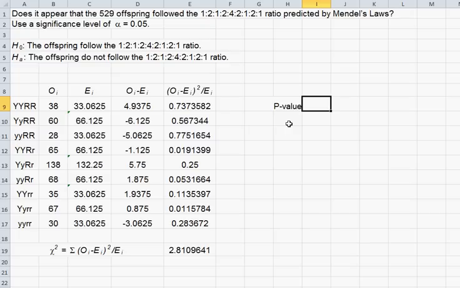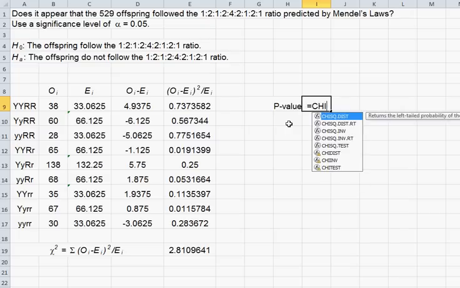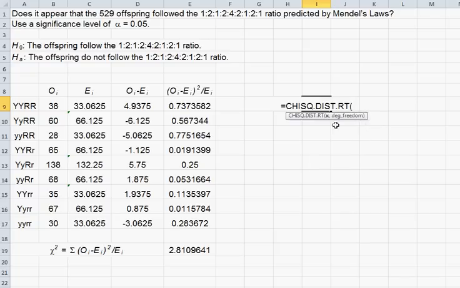The p-value is computed in Microsoft Excel by chi-square.dist.rt, this one right here. As you can see on screen, it returns the right-tailed probability for the chi-squared distribution. If I use this command, the value of x is 2.810961, and in my case I've got 8 degrees of freedom. The number of degrees of freedom will be the number of categories minus 1.